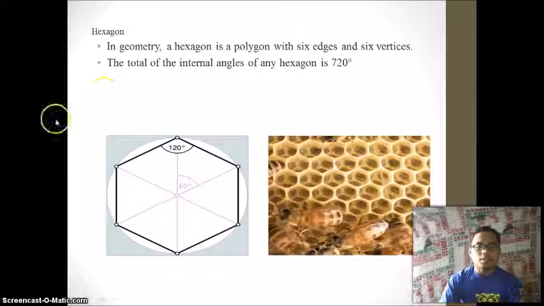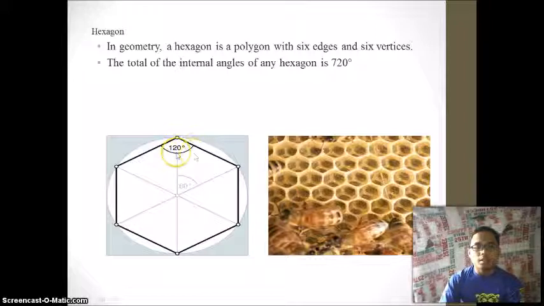Next is the hexagon. In geometry, a hexagon has six edges or six vertices. The total internal angle of a hexagon is 720 degrees. Each angle is 120 degrees, and the sum of all of these is 720 degrees. In real life, the honeycomb has a hexagon shape.